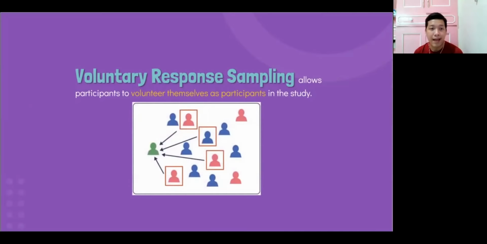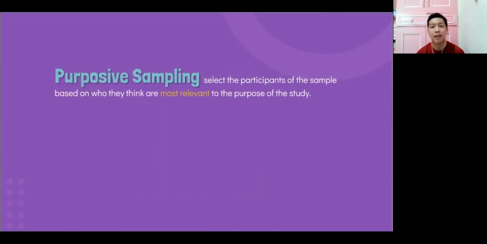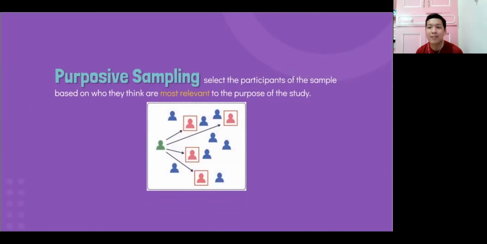Next, we have purposive sampling. Purposive sampling selects the participants of the sample based on who the researcher thinks are most relevant to the purpose of the study. This type of non-probability sampling is commonly used in qualitative research, most especially on topics that require the perspective of experts. This method requires clear criteria and justification for including an individual or a set of individuals in the sample.